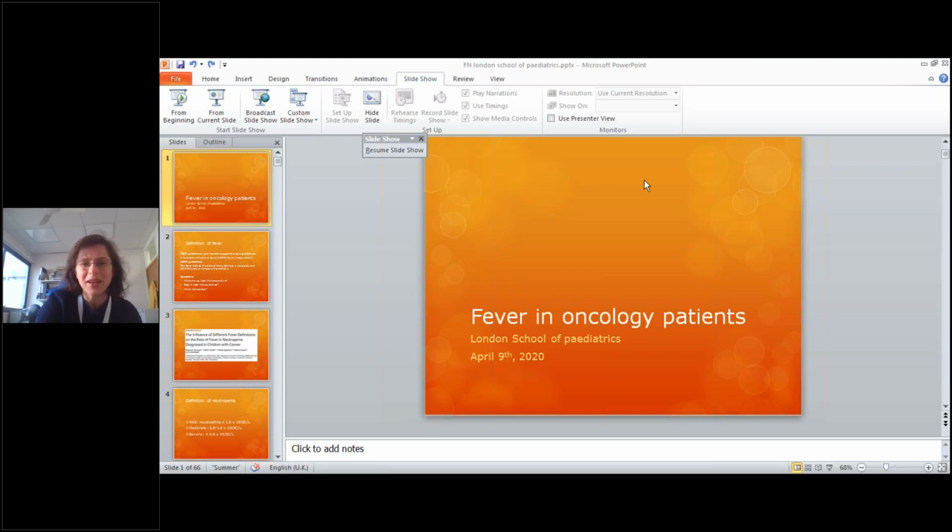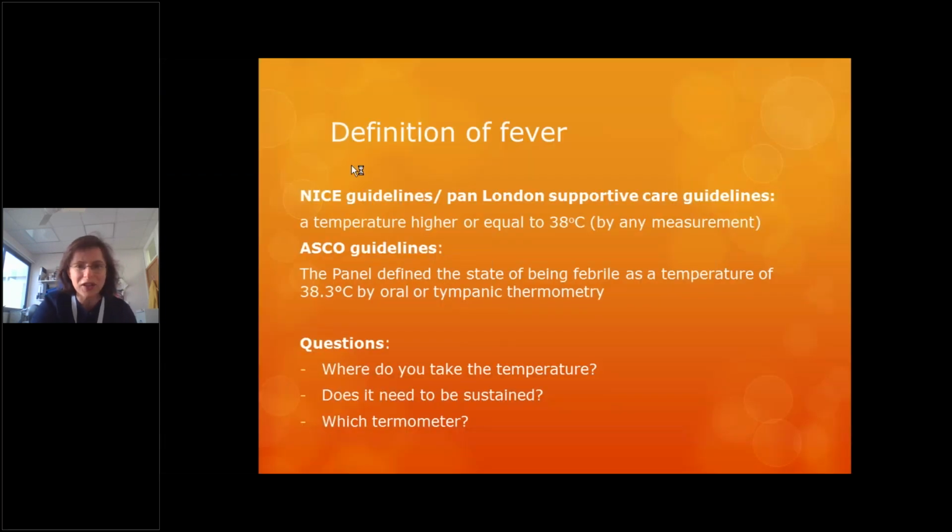All right, so we'll start with some definitions, first of all. What we define as fever. It's not quite straightforward because if we look at different papers and different sources, we'll find different definitions of fever, actually. In London, we have adopted for our supportive care guidelines a NICE guidelines definition of a temperature higher or equal to 38 degrees.